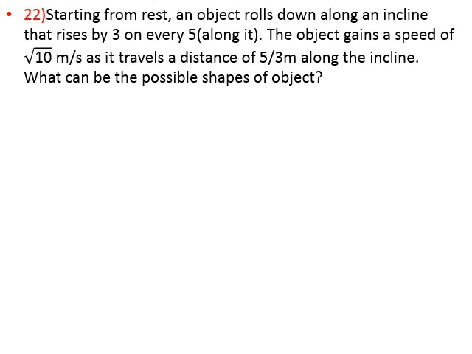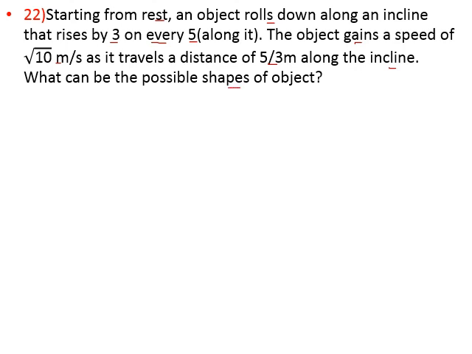Last problem. Read this problem. Starting from rest, an object rolls down an incline that rises by 3 on every 5. The object gains a speed of under root 10 meter per second as it travels a distance of 5 by 3 meter along the incline. What can be the possible shapes of the object?